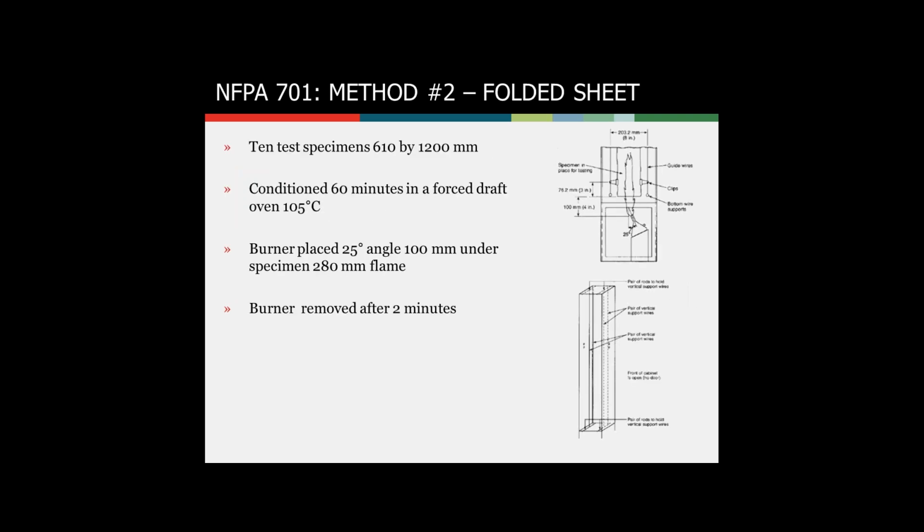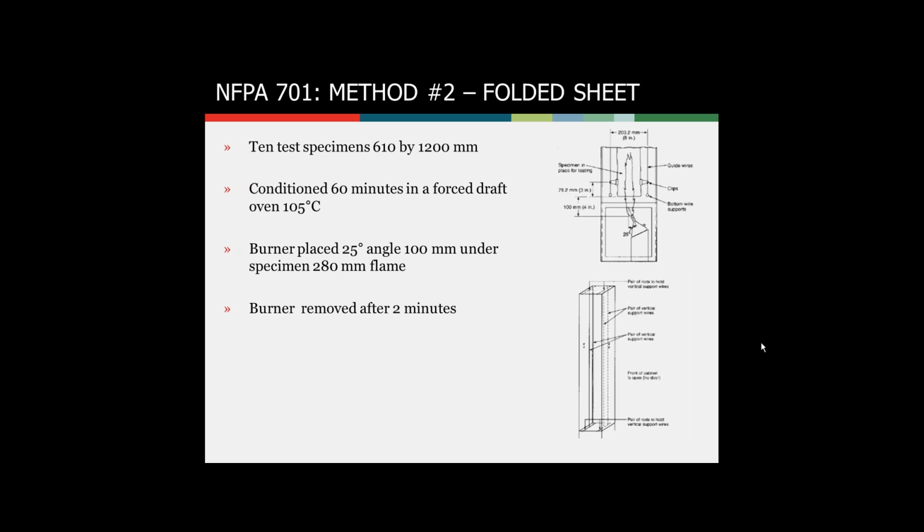When testing the folded specimens, the test runs similarly to the flat specimens, but only 4 test specimens are tested, and they are cut to 610 millimeters by 1200 millimeters. Again, only the specimens that can be folded are tested in the flat configuration. The specimens are conditioned the same as the flat specimens in a forced draft oven.